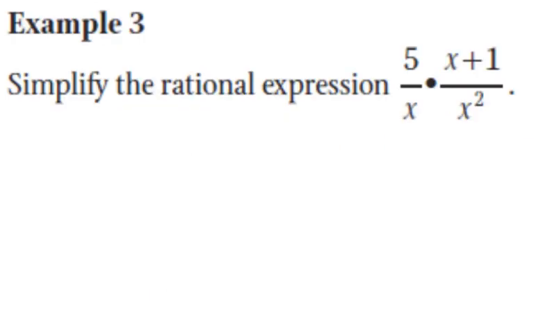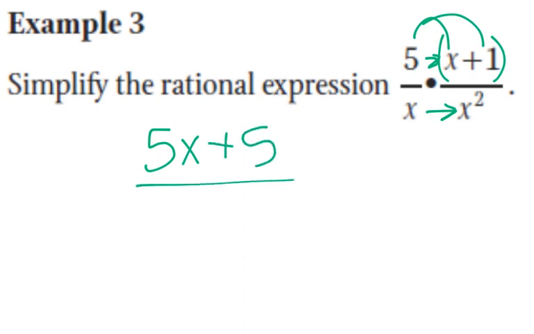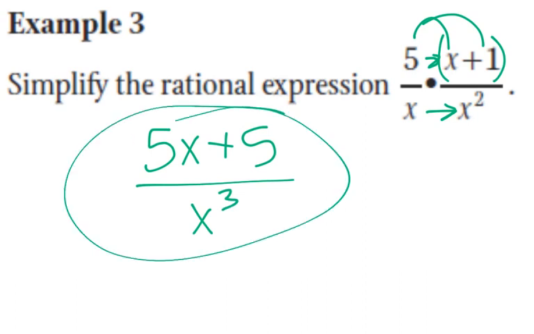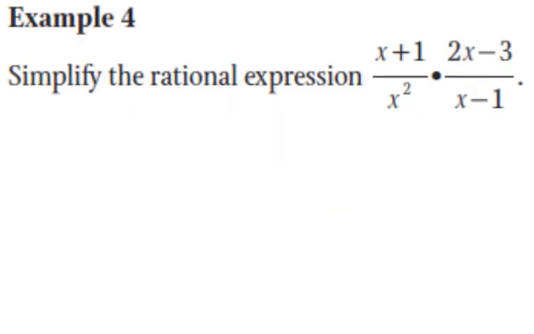Alright, let's take a look at example 3. Okay, now we've got 2 fractions here. So again, I would look, is there anything I can eliminate across or even vertically? There isn't, right? So we just multiply across, making sure to distribute that 5. 5 times x is 5x. 5 times 1 is 5. Over x times x squared is x cubed. Can't simplify that any further, so I call that good. Okay, so that's really all there is to it.